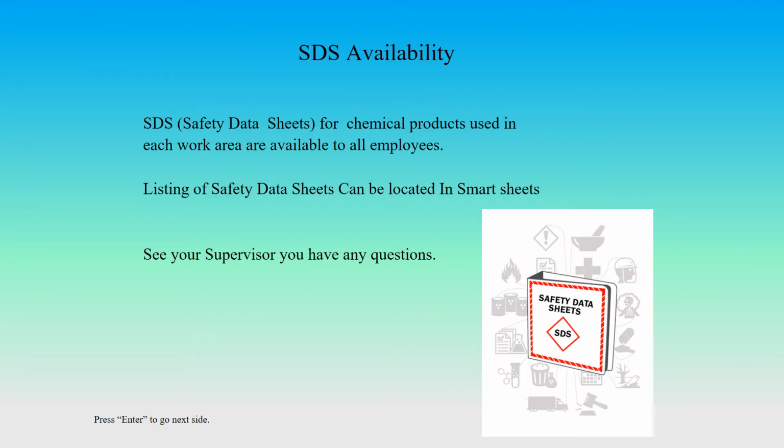Safety data sheets availability. Safety data sheets for chemical products used in each work area are available to all employees. Listing of safety data sheets can be located in Smartsheets. See your supervisor if you have any questions.